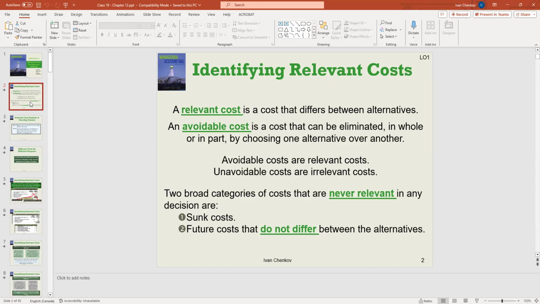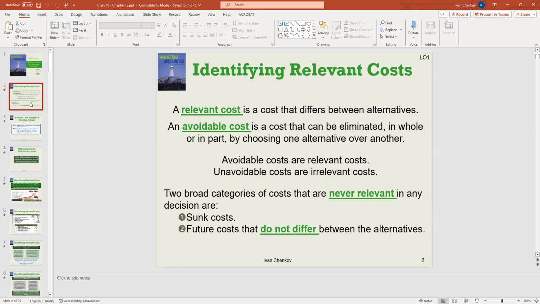Now, there are two broad categories of cost that are never, ever relevant. First one is the sunk cost, or something that already happened. Something that you already paid for. So, for example, if you buy a car and then you have to make a choice where to go for vacation, in Cancun or Hawaii, the cost of the car is irrelevant for your decision. Why? Because it's a sunk cost, it's already happened.